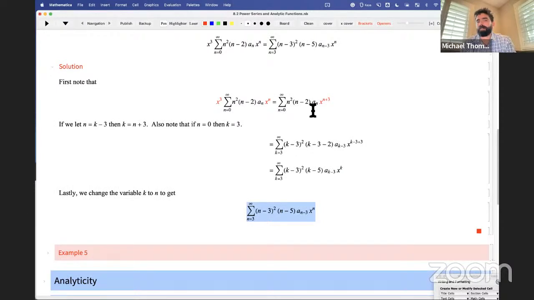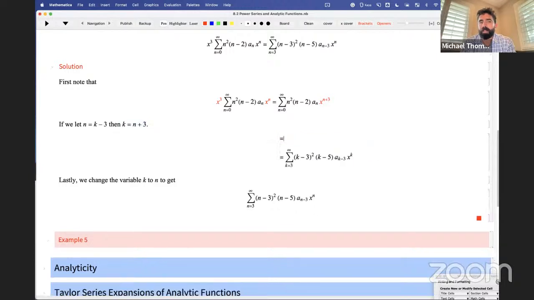All right, so let's do it. If we want to change this to a k, that's our goal, then that means we're going to let k equal n plus 3. We're going to use the same argument that we did above, and you can rewrite the thing that way. Actually, let's skip that step. We can go right to this one.